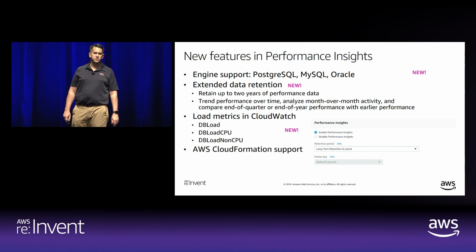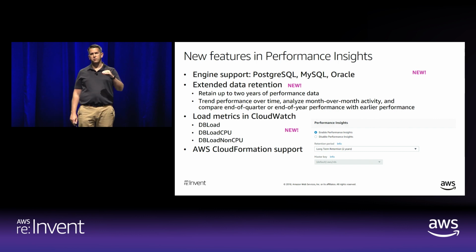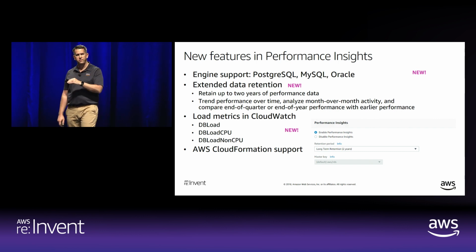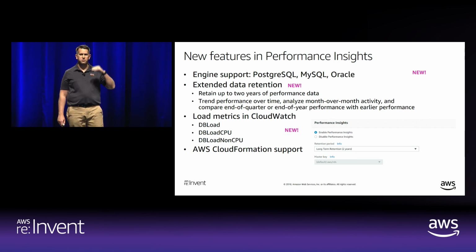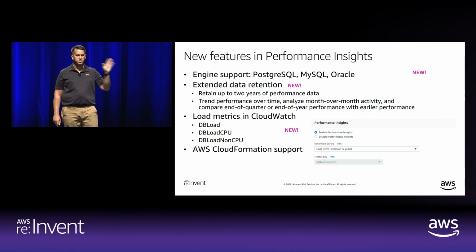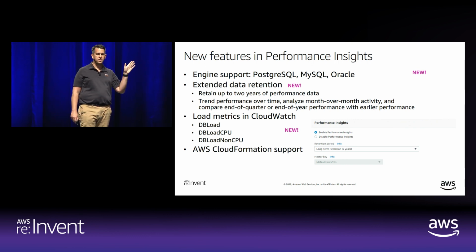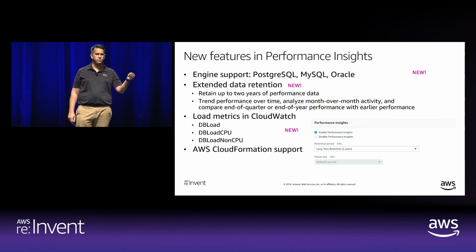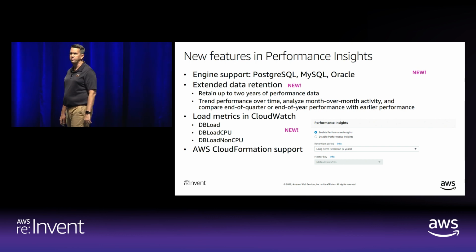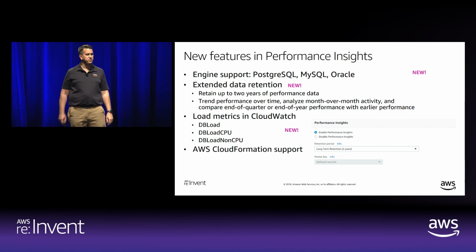We also added recently the database load metric, so that's what's going on in the database, called DB load. That now is available in CloudWatch, so you can monitor that from your CloudWatch metrics and CloudWatch alarms. So DB load, and then split down by CPU and non-CPU: what part of the load is attributed to CPU waits, and what part is non-CPU waits. And we added the ability to include that in your CloudFormation template for your RDS instance.